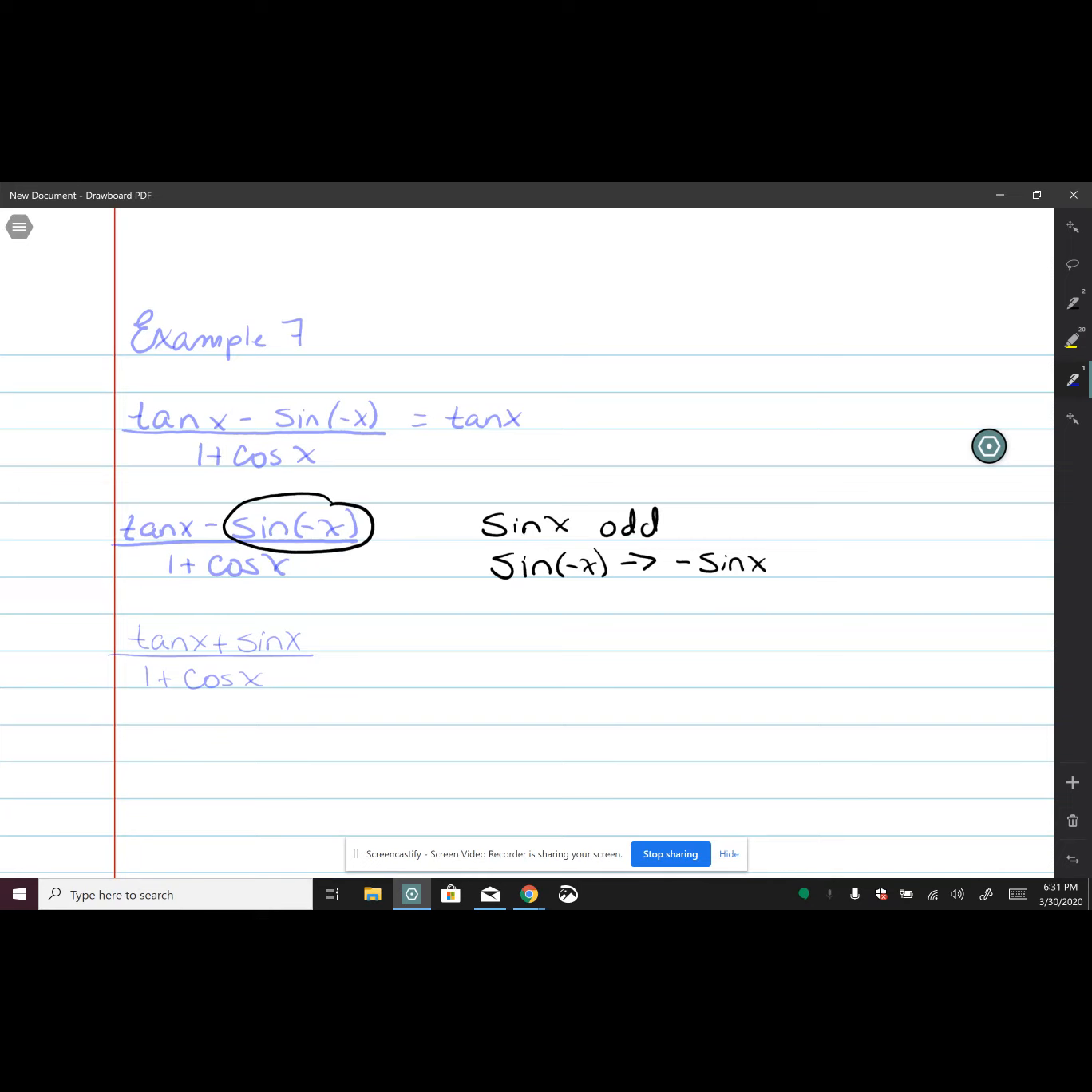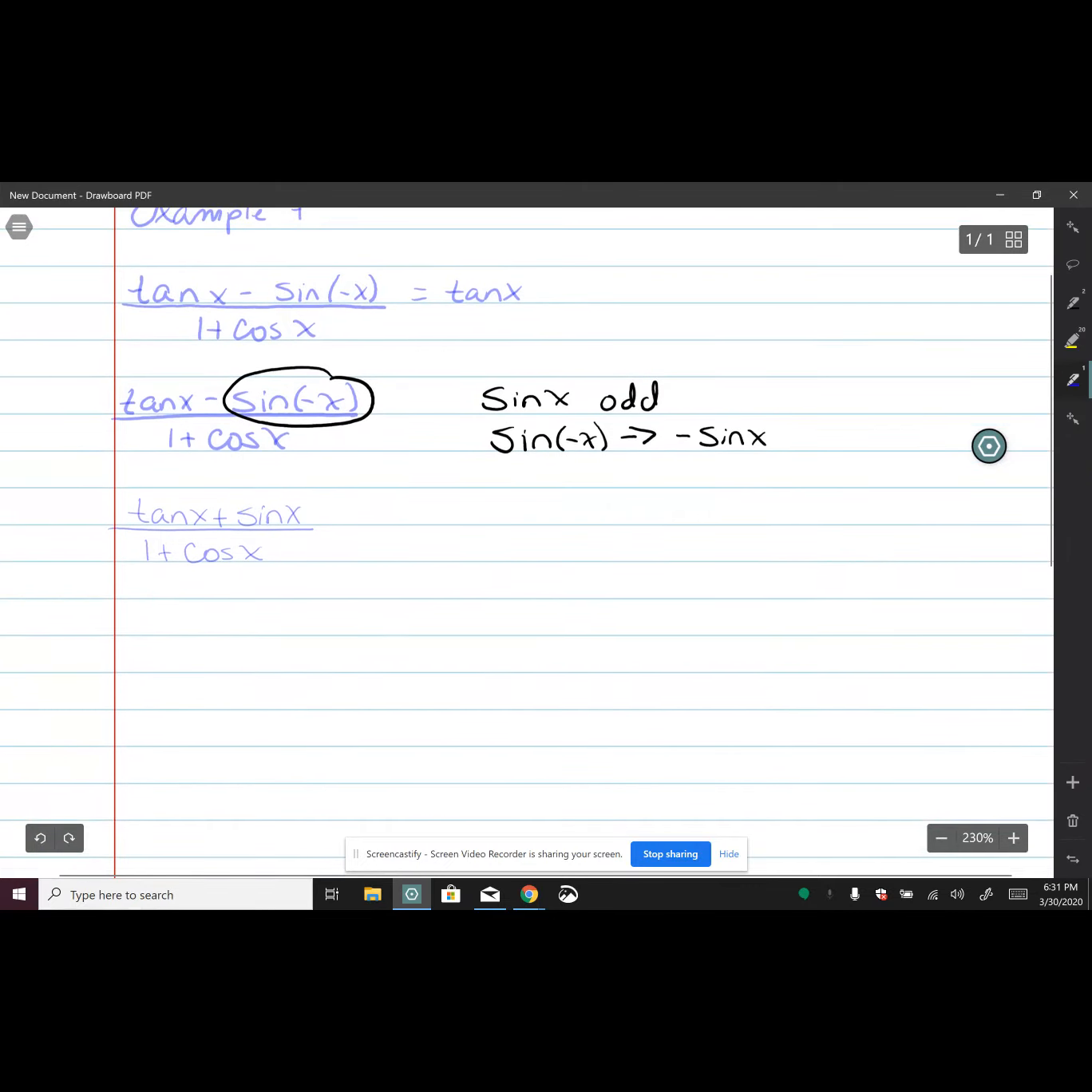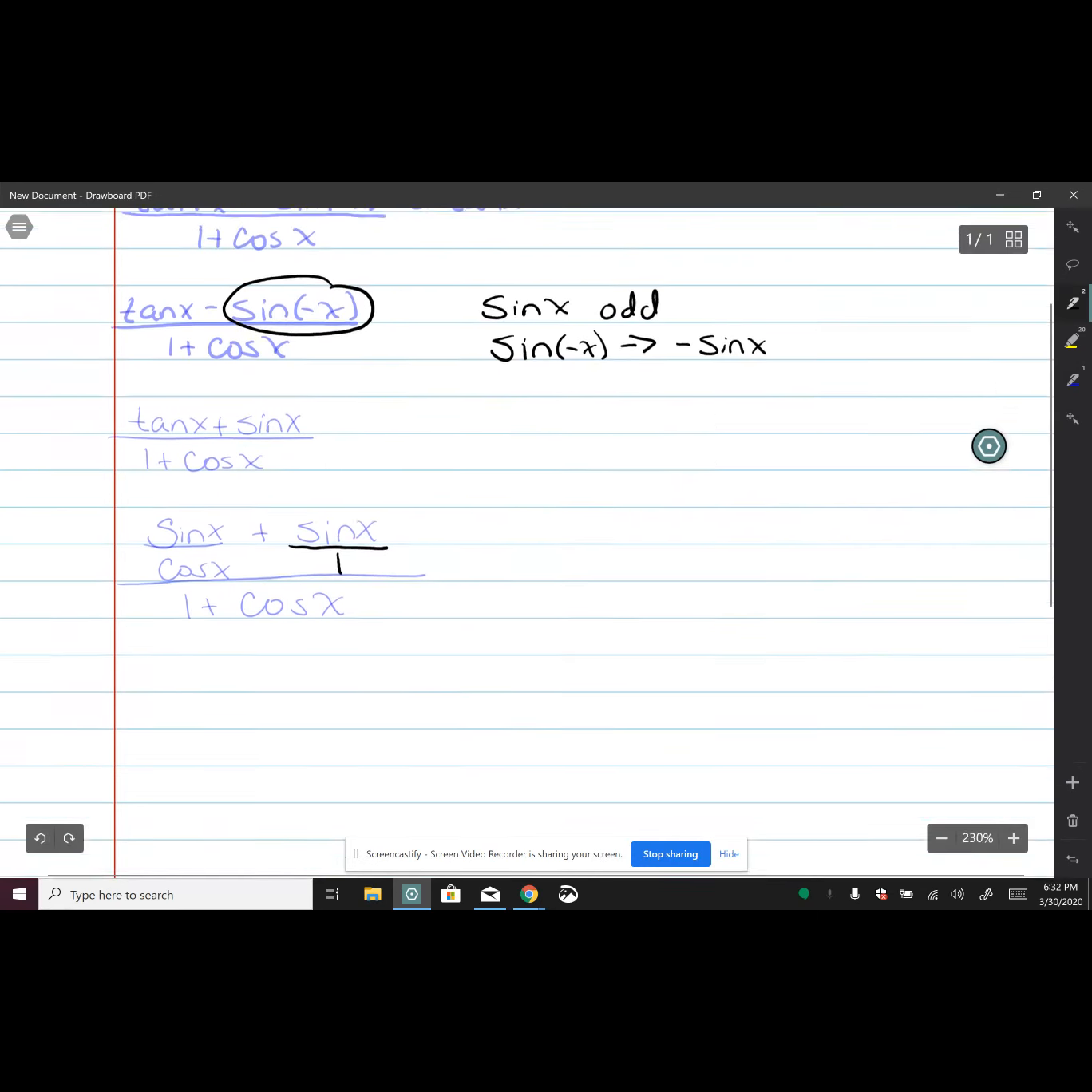So let's go back to one of the things that we did earlier and convert everything that's not in terms of sine and cosine to something that deals strictly with sine and cosine. So tangent is the same thing as sine of x over cosine of x. And we're going to add that to sine of x all over 1 plus cosine of x. So I'm going to take this top one up here, and we're going to clean up this numerator and make this one really big fraction.